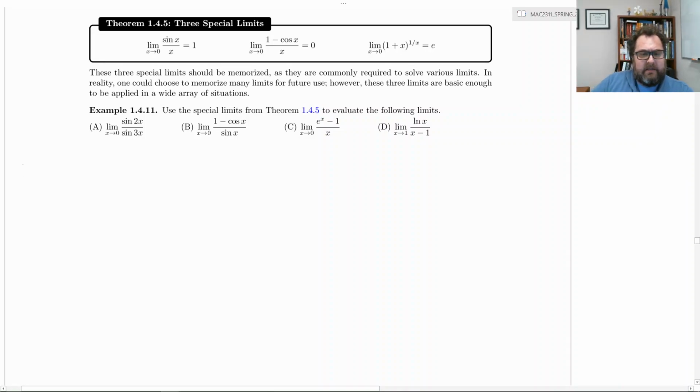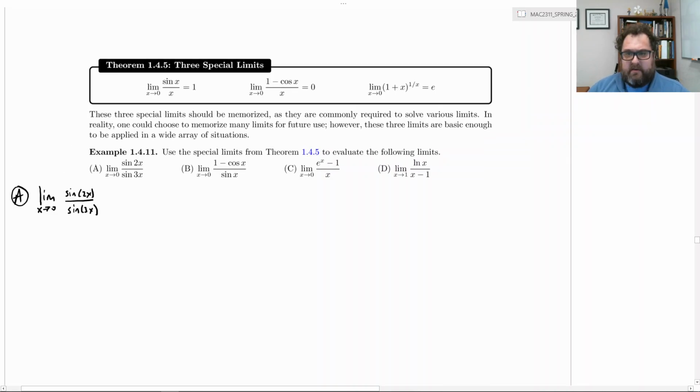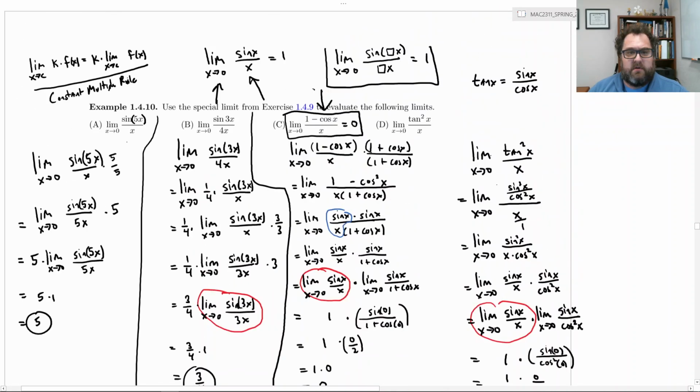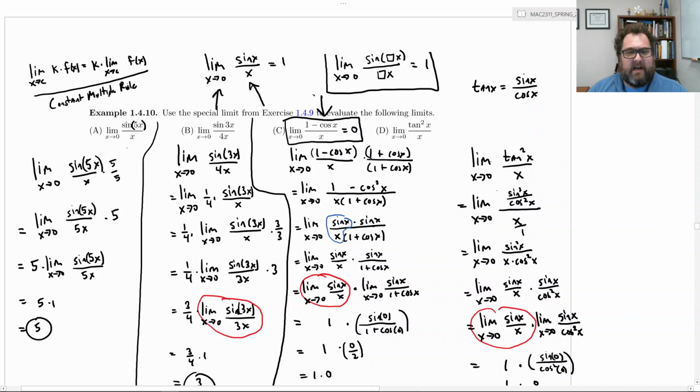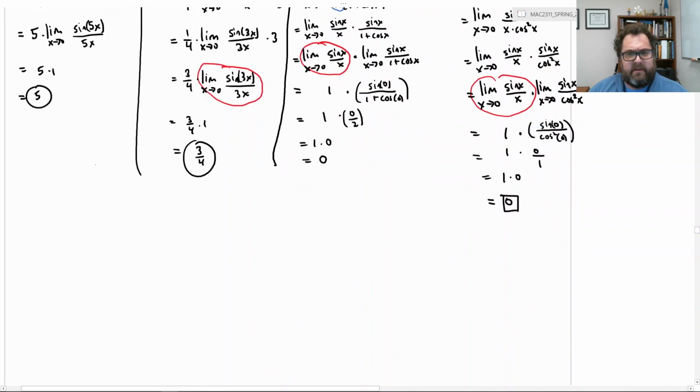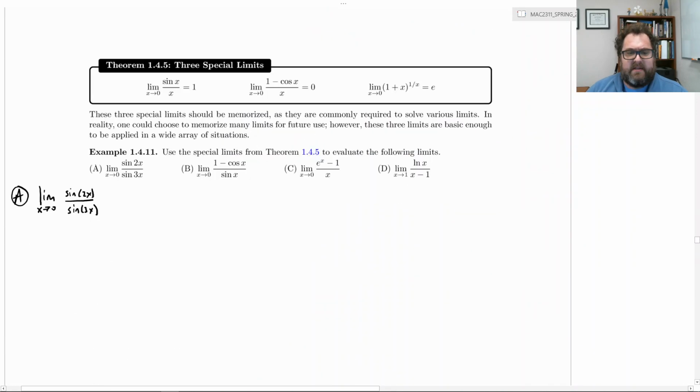So let's just hop right in and see what we can come up with. So example A, let's see here. We have the limit as x goes to 0 of sine 2x over sine 3x. Now, in the previous video, example A and B were kind of similar, but the difference is that there was a division by x. There was sine 5x over x, and so we had the over x part, but in these new examples we don't have that, so that's a little different.